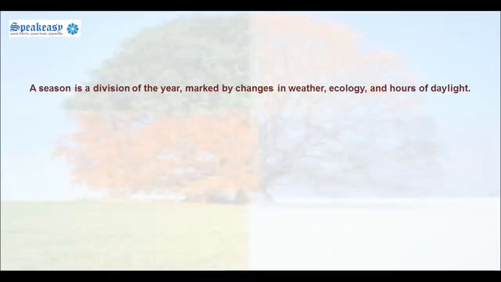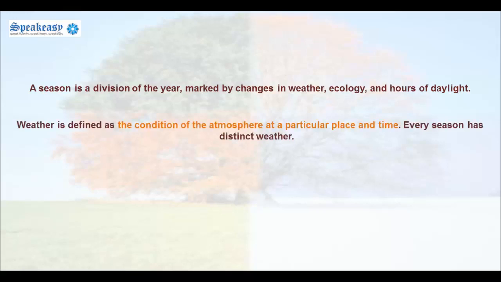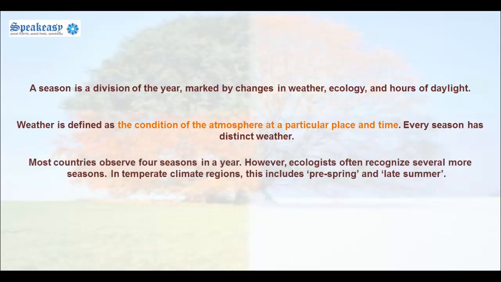A season is a division of the year marked by changes in weather, ecology, and hours of daylight. Weather is defined as the condition of the atmosphere at a particular place and time. Most countries observe 4 seasons in a year. However, ecologists often recognize several more seasons.